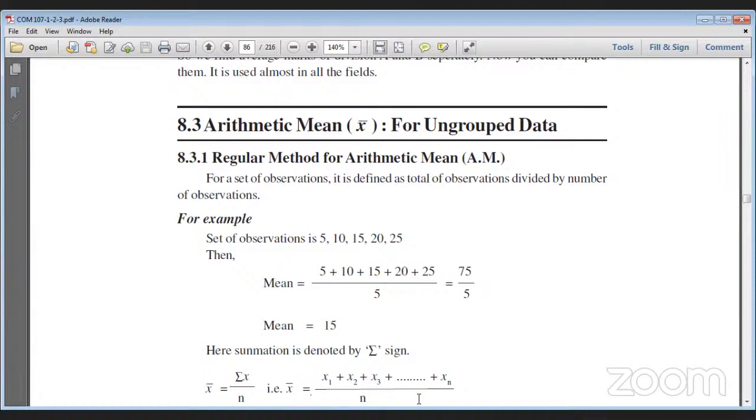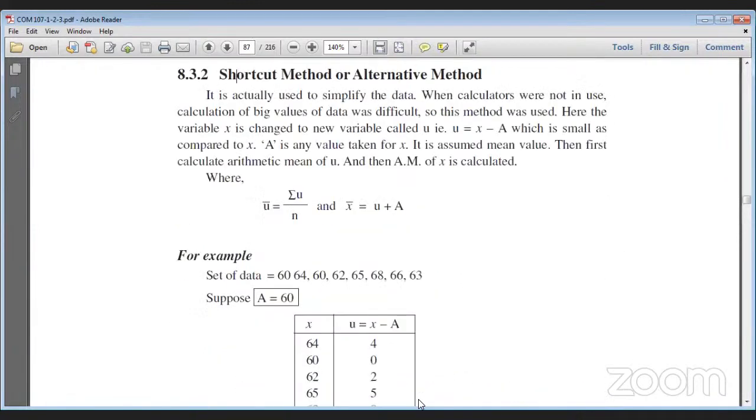Now on the second page you will find the next method, the shortcut method or alteration method. It is actually used to simplify the data, where u is denoted as x minus a, which is small as compared to x. A is the value taken for x as an assumed mean. Then first calculate the arithmetic mean of u, and then the AM of x is calculated.